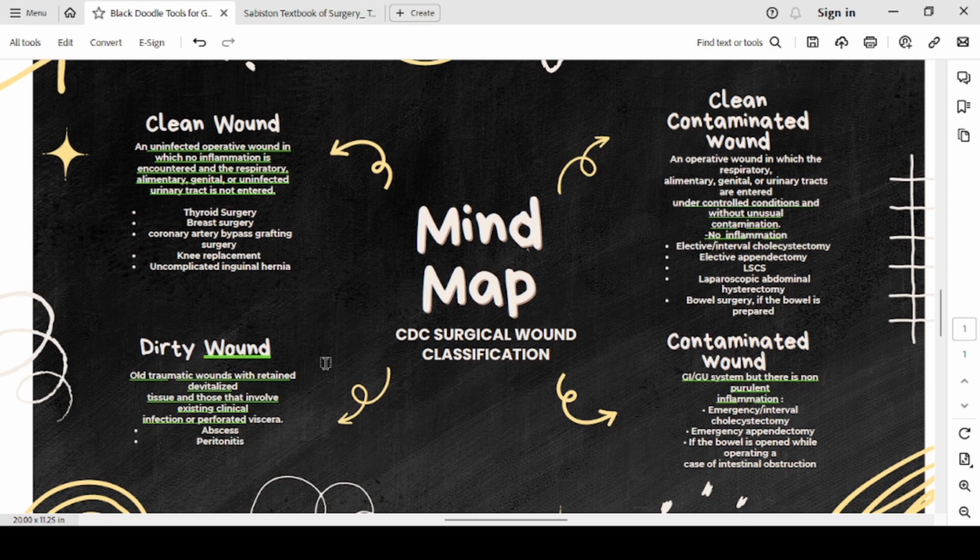So that is all about our topic on surgical wound classification. We have type 1 wound, which is clean wound, type 2 clean contaminated wound, type 3 which is contaminated wound, and type 4 which is dirty wound.